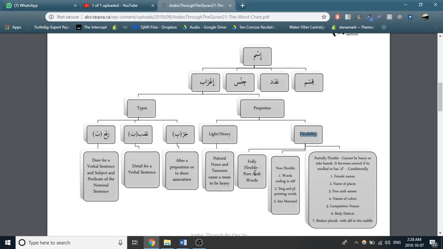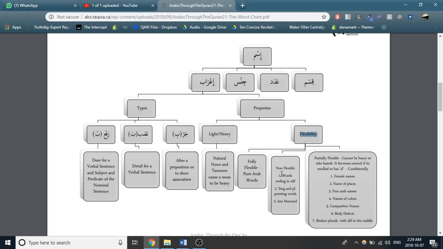So it can be kitabu, kitabi, and kitaba, right? It could be all of those. It could take all 3 endings. A non-flexible word is one that's just stuck in its way that it looks. It's not going to change whether it's in a state of jar, rafa, or nasb.